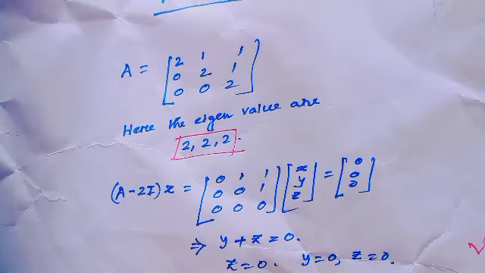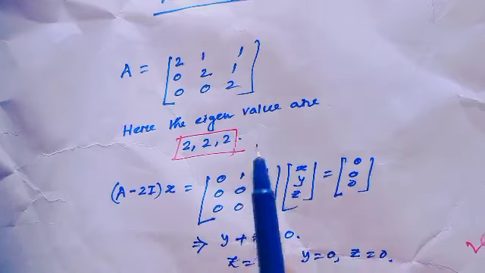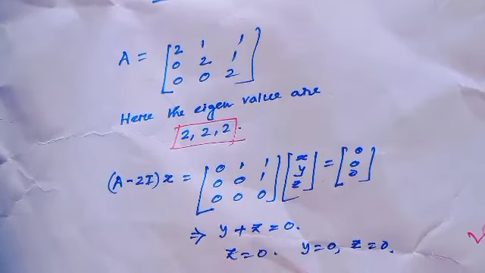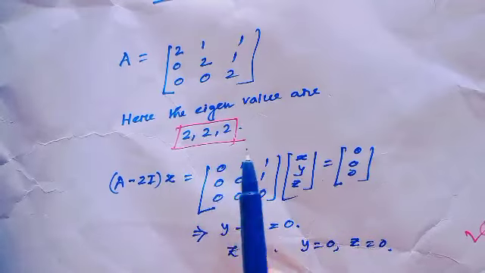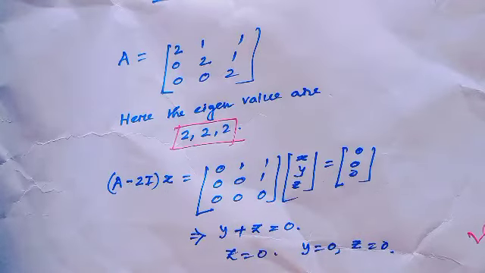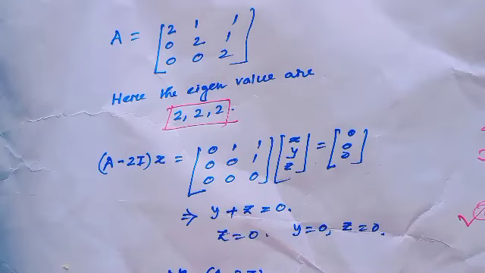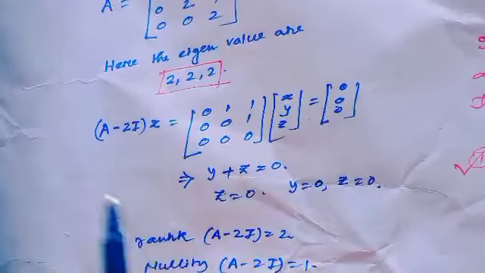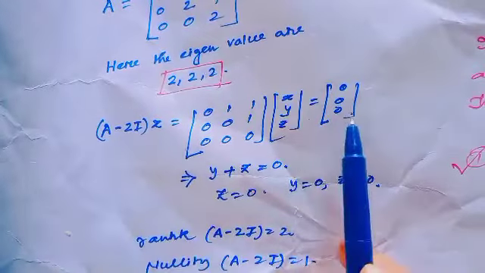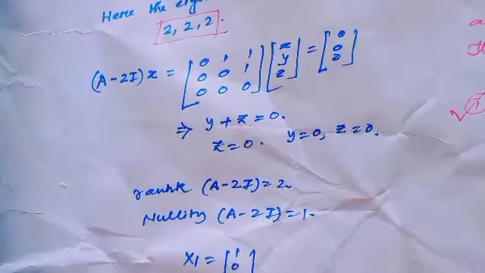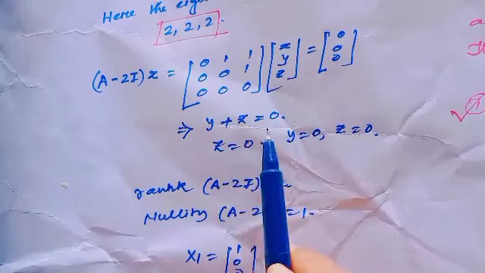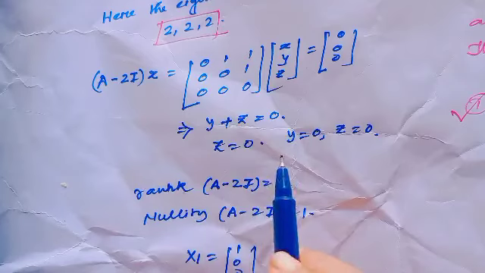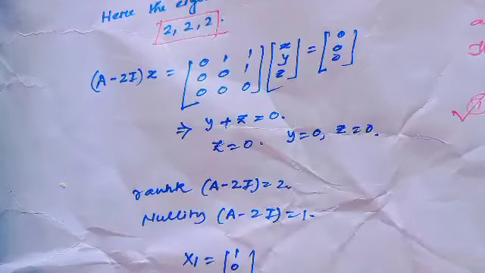I will show this by an example. Consider this matrix, and notice here the eigenvalues are 2, 2 and 2. Then if we want to find the eigenvector, obviously (A minus 2I) x would be the 0 vector. That implies y plus z equals 0 and z equals 0. And since z equals 0, obviously y equals 0.